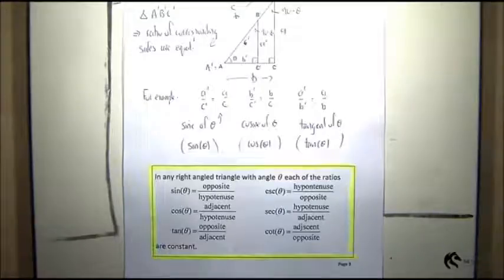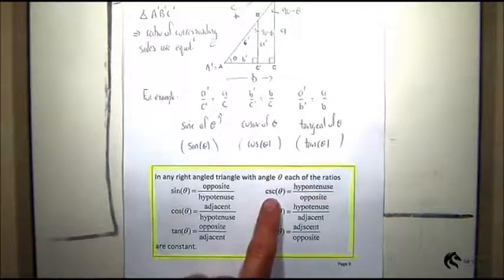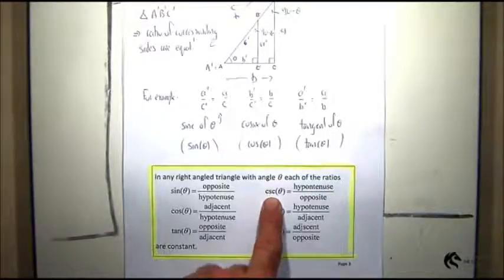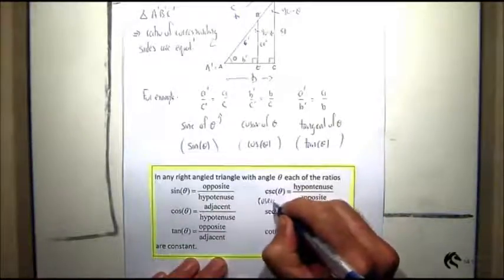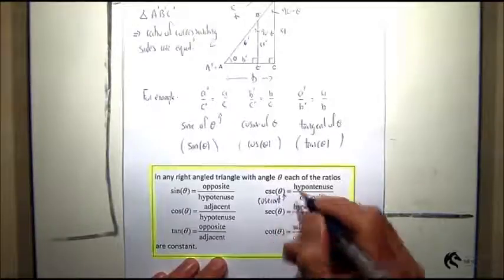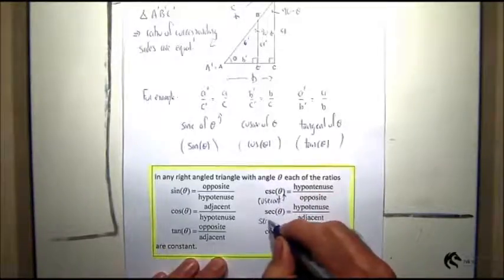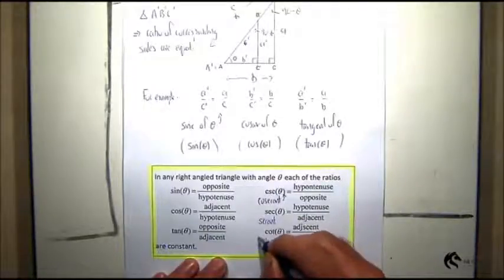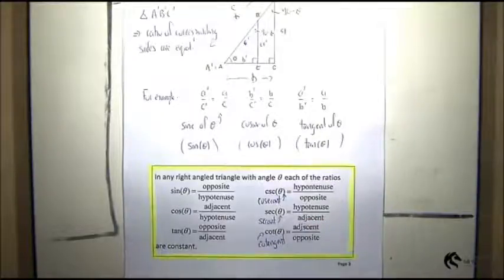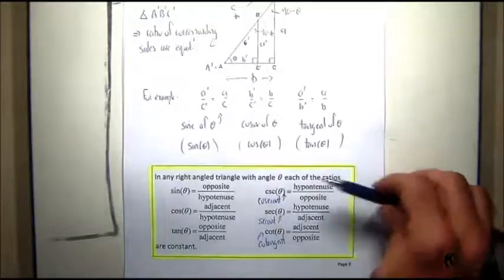Okay, so important is the idea. Now, in here I've just put the shortened version. So CSC actually stands for cosecant, this one stands for secant, and this last one stands for cotangent. So the cosecant of theta is the ratio of the hypotenuse side to the opposite side.